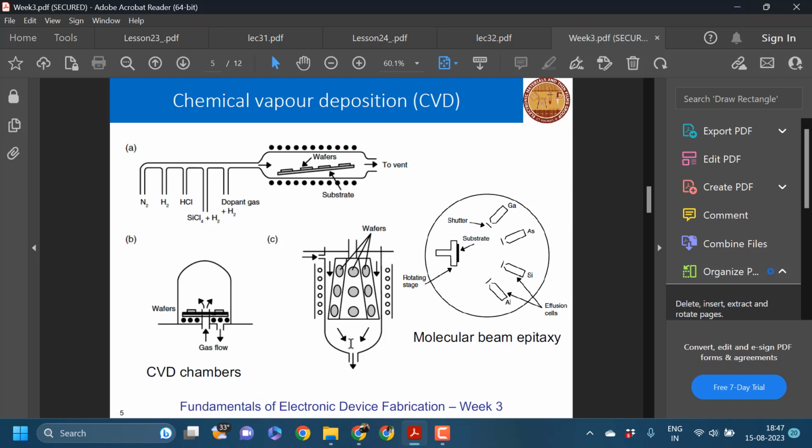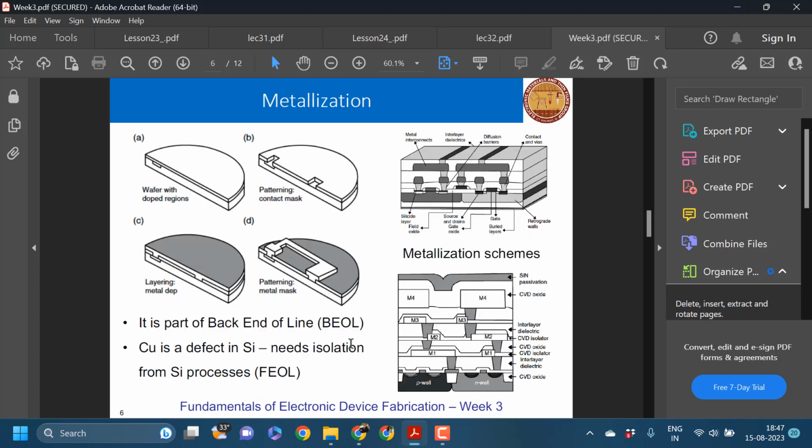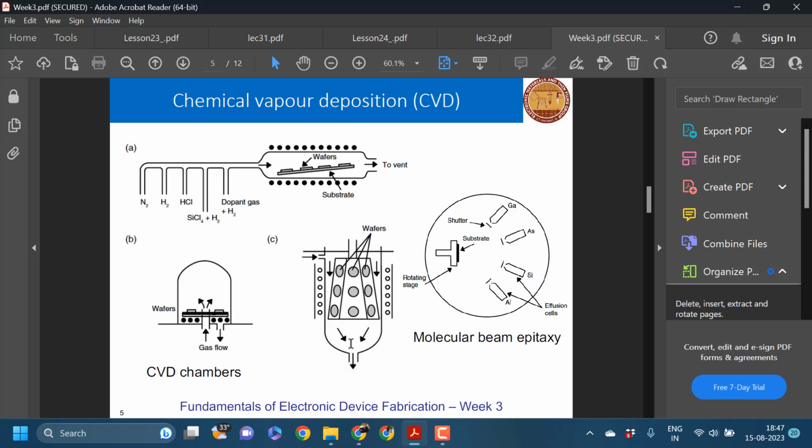So another method where we can grow atomically thin films layer by layer is atomic layer deposition. That is also yet another type of deposition process. Is that clear? Chemical vapor deposition. Yeah. Along with that, we have ALD. Then we have molecular beam epitaxy. Molecular beam epitaxy is used for low deposition temperature and highly rate controlled processes.